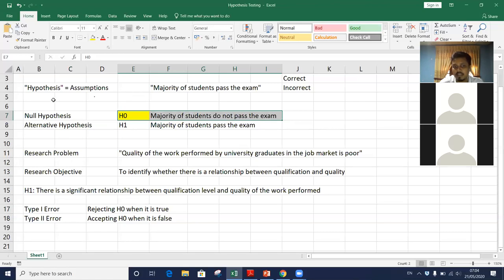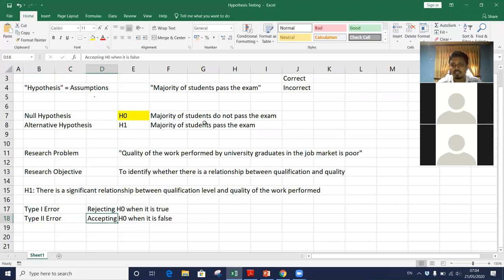Accepting it at the wrong time, that kind of error we call a type 2 error. Right? Type 1 errors and type 2 errors. So type 1 error means rejecting H naught when it is true. Rejecting a statement when it is actually true, we can identify as a type 1 error. Right? And accepting a statement when it is actually false, we can identify as a type 2 error. Type 1 errors, type 2 errors.